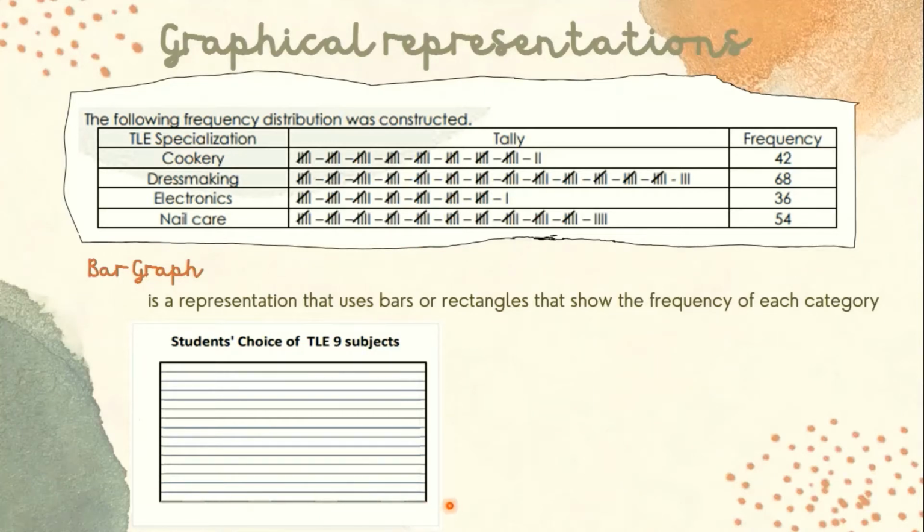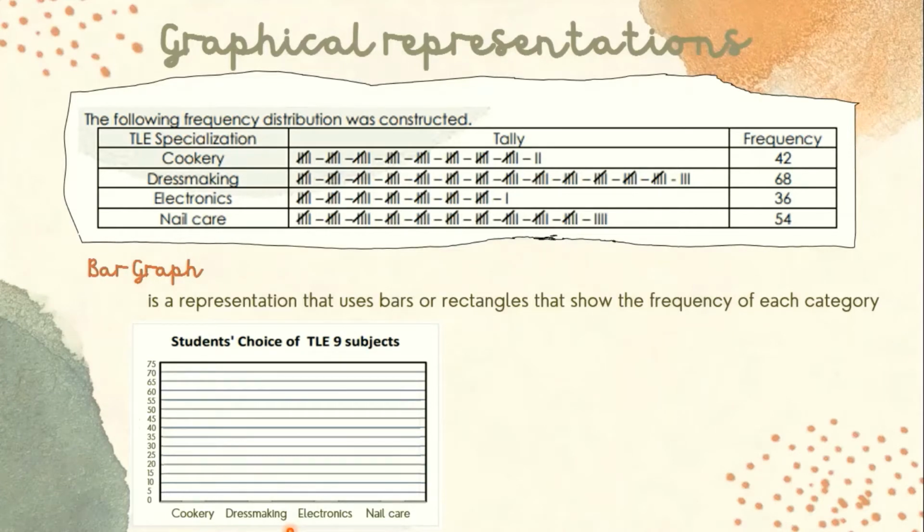Meron tayo ditong horizontal, yung ating x-axis, at meron din tayo ditong vertical, para naman sa ating y-axis. May ilalagay tayong element para dito sa horizontal part ng bar graph, at may ilalagay rin tayong element para naman sa vertical na part ng ating bar graph. Simulan natin doon sa horizontal part niya, sa x-axis. Ilalagay natin dito ay yung 4 na subjects, TLE specialization, cookery, dressmaking, electronics, and nail care. Para naman dito sa kanyang vertical part, yung ating y-axis, ilagay naman natin yung frequency.